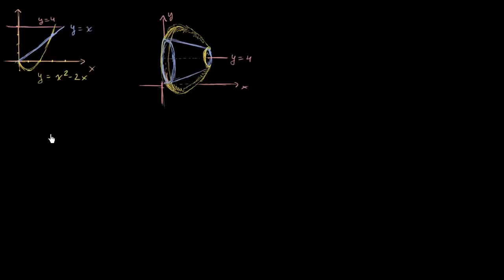Now let's do a really interesting problem. So I have y equals x and y is equal to x squared minus 2x right over here. And we're going to rotate the region in between these two functions. So that's this region right over here.